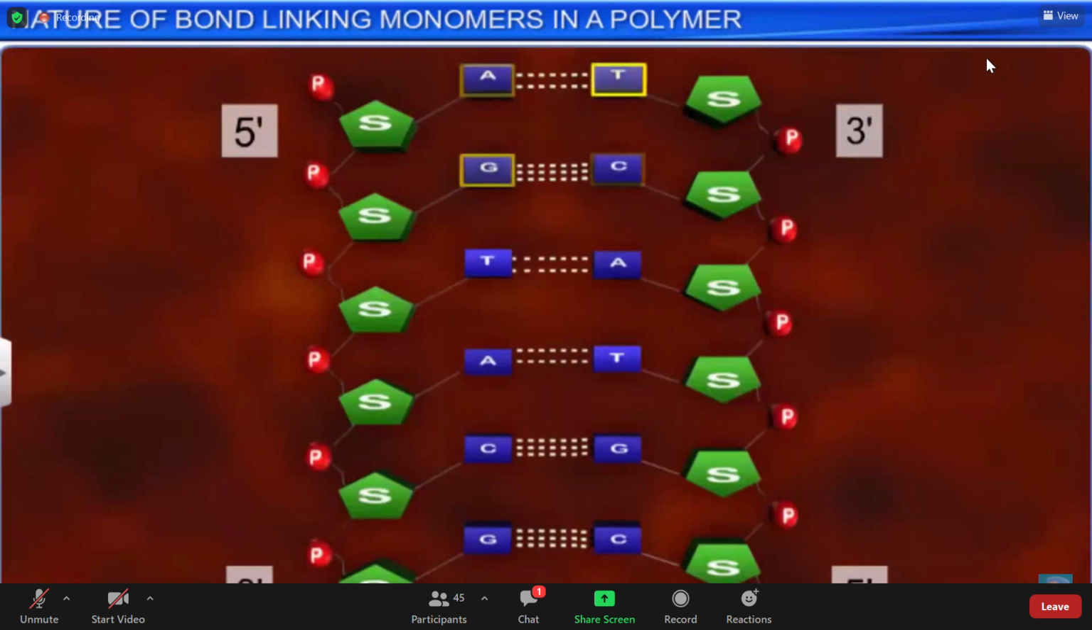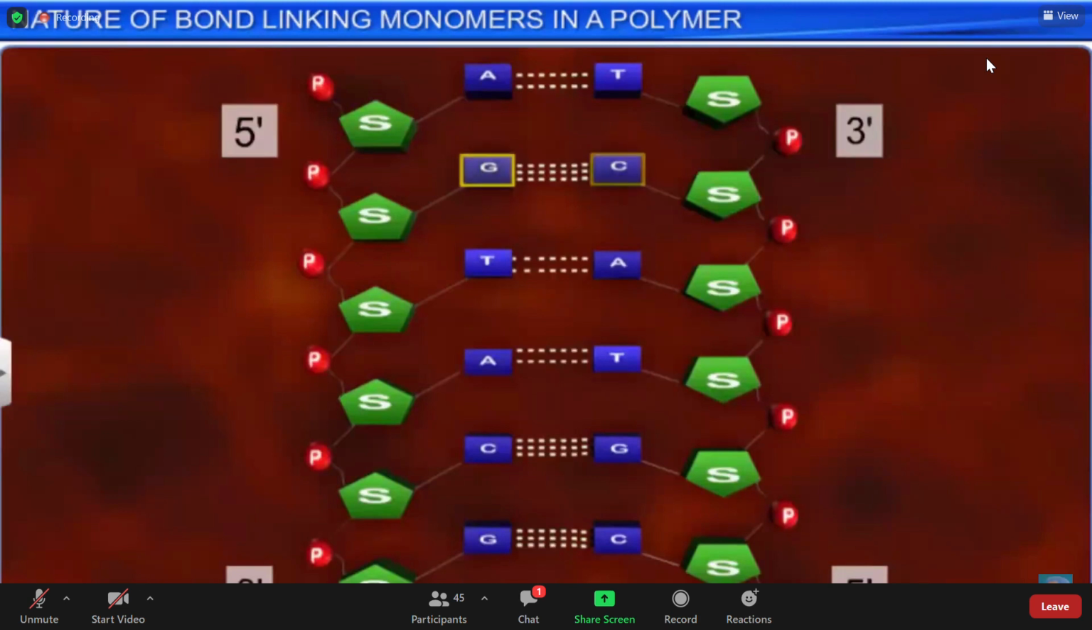Each type of base on one strand forms a bond with just one type of base on the other strand. For example, adenine on one strand base pairs with thymine on the other strand by a double bond. Similarly, cytosine on one strand base pairs with guanine on the other strand by a triple bond.